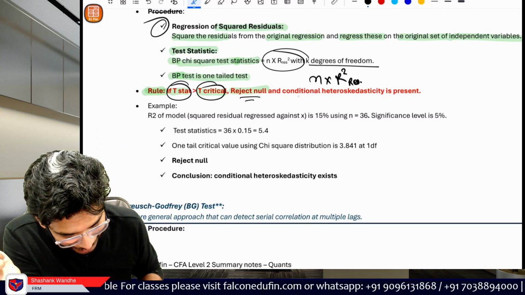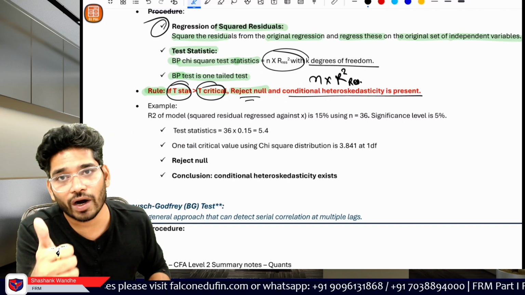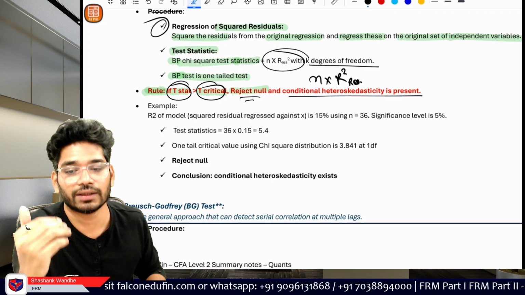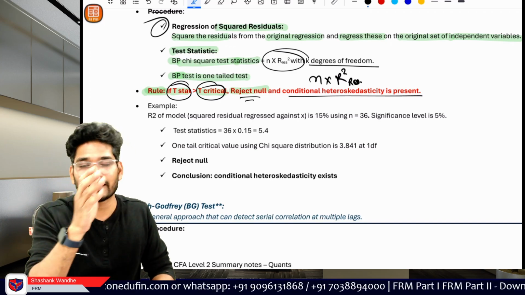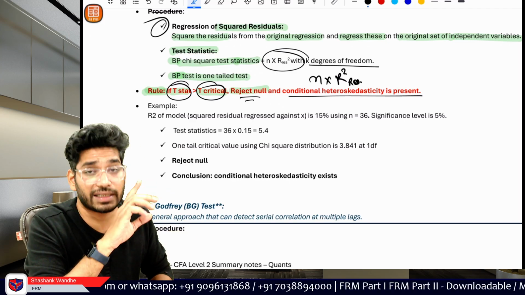Reject the null, and this means the conditional heteroskedasticity is present. What about the unconditional? We can't comment about that. BP test is not for that. But here, remember, T stat greater than T critical means you will reject the null. If you reject the null, then conditional heteroskedasticity is present.